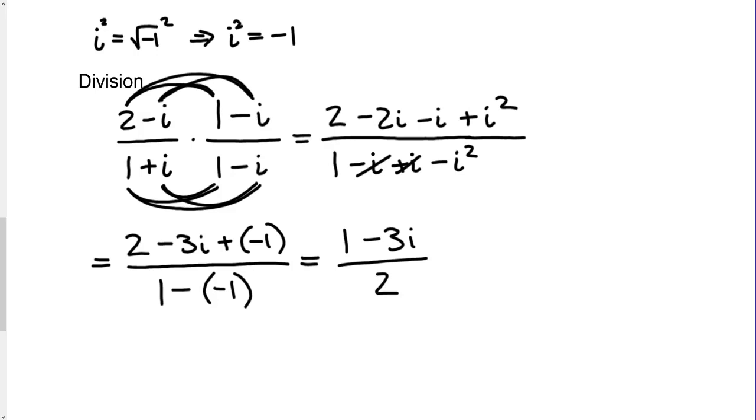And your final answers, generally you want those expressed in terms of a complex number that looks like z equals a plus bi, where a is your real part, b is your imaginary part. So we want to separate this through division. So it's going to be 1/2 minus 3/2 i. And that's our final answer. That's the two values divided.